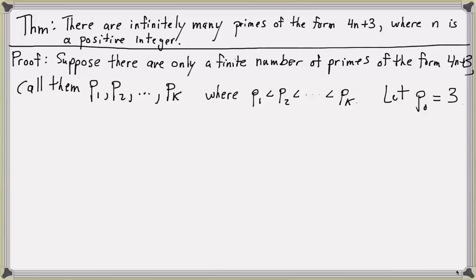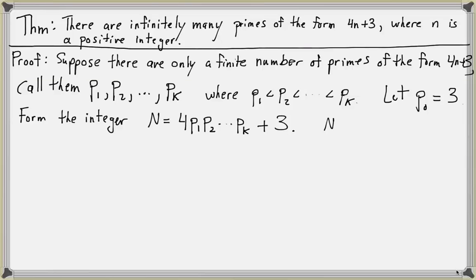Okay, so for a contradiction, I'm going to form the integer capital N, which is going to equal 4 times P1 times P2 all the way up to times Pk, and then I'm going to add 3 to this. And we're going to show that N has a prime divisor of the form 4n plus 3 that must be different from any of the primes in our list. Therefore, there must be an infinite number of primes.